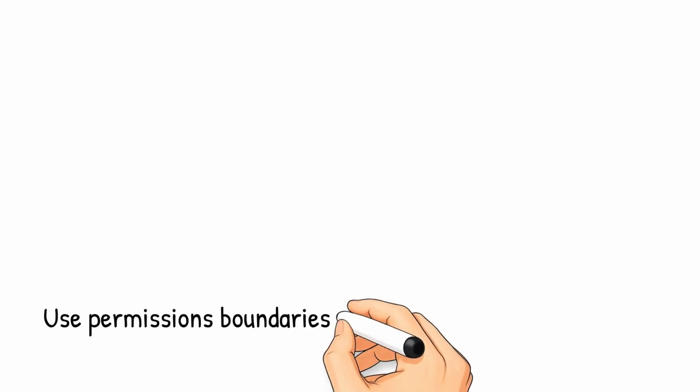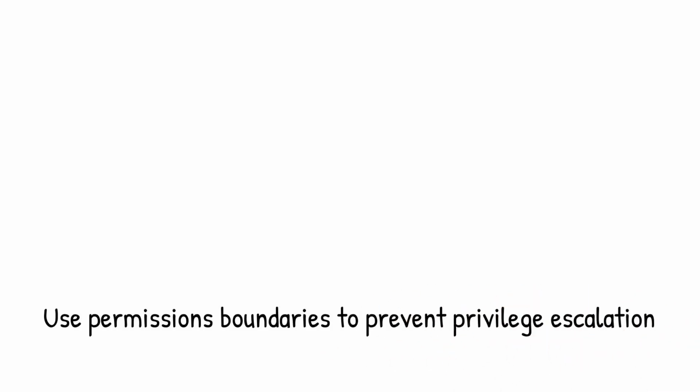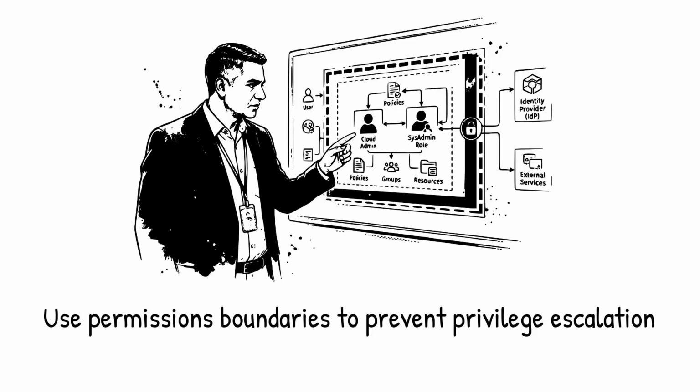Second, always bundle these policies inside permissions boundaries to prevent privilege escalation. An IAM permission boundary is an advanced feature that sets the maximum possible permissions an identity-based policy can grant to an IAM user or role. It acts as a safety limit, ensuring that even if an administrator mistakenly grants full administrator access to a user, that user can never exceed the boundaries defined by the boundary policy.